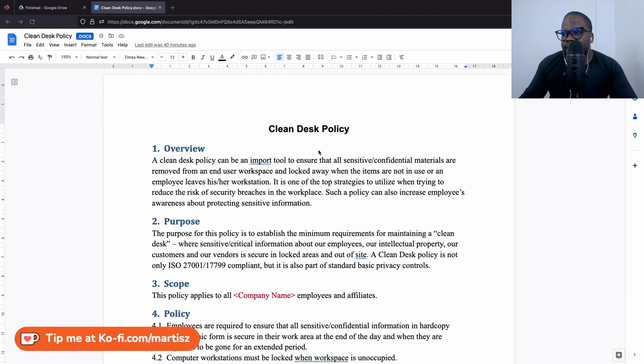Because this is something that they need to do. And if they don't do that, and the information of your customer comes out on the street, you can hold them accountable for it. But at the end of the day, you're responsible for it. So keep that in mind. This is a clean desk policy.